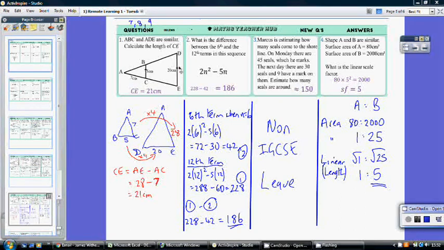The base is 20, so looking at the base, our multiplier is 4, because 5 4s are 20. So in order to work out the side AE, we've got to multiply AC by 4. So 7 4s are 28. So AE is 28, but read the question, it wants us to calculate the length of CE. So we take our 28 and take away the 7, which is AC, giving us 21 centimetres.